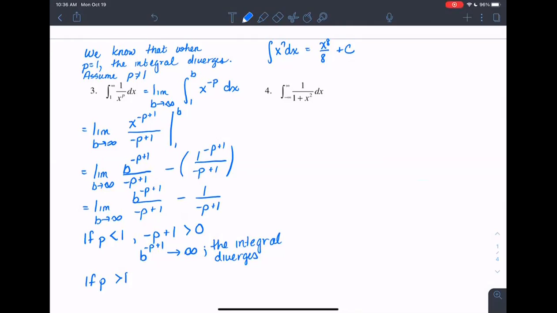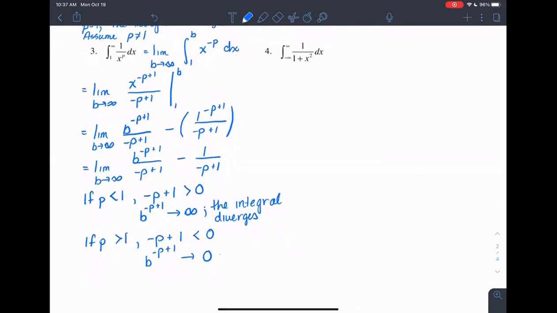On the other hand, if p is greater than 1, -p plus 1 is less than 0. -2 plus 1, less than 0. -75 plus 1, less than 0. Since b is now being raised to a negative power, as b gets larger, the fractions in that first term actually get smaller and smaller and smaller. And b to the -p plus 1 heads off to 0.